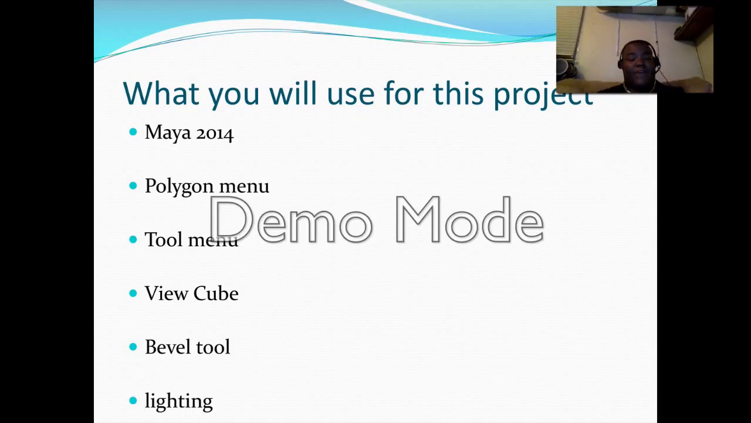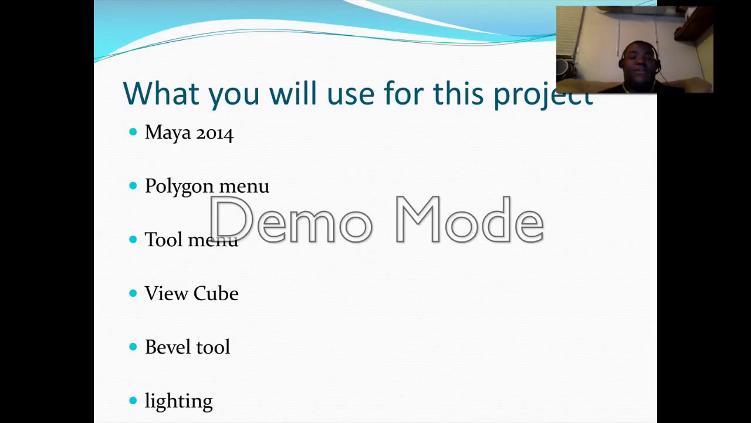So, after you have Maya 2014, you're going to need your polygon menu, your tool menu, your view cube, your bevel tool, and lighting. And the first thing that we're going to be using is the polygon menu because you're going to be making your shapes.